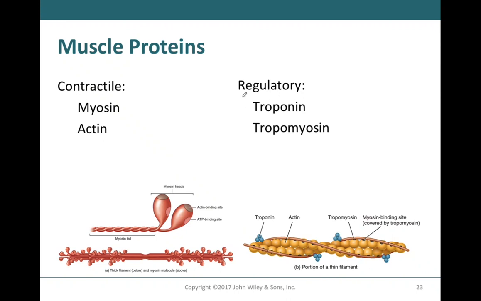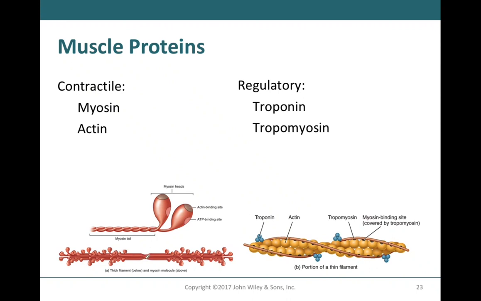But we'll also have two other major proteins that help to regulate the process of muscle contraction. And these are our regulatory proteins. These are troponin and tropomyosin. Both of these regulatory proteins can actually also be found on the thin filament with actin. So let's go over myosin and then we'll talk about the thin filament.